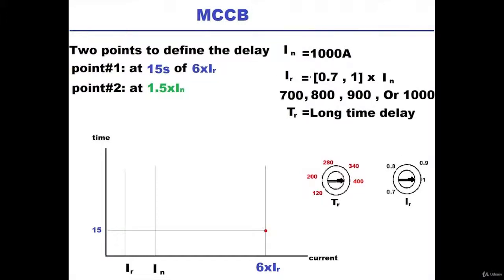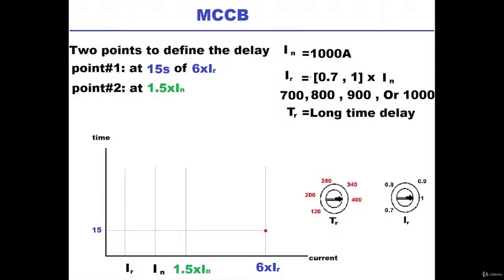So our first point is defined at 6 times IR and 15 seconds. Now there's two situations for this second point. Let's get to the first one. The manufacturer will define one of the coordinates as a fixed point. And in this circuit breaker case, they have defined one of the coordinates as 1.5 times IN.